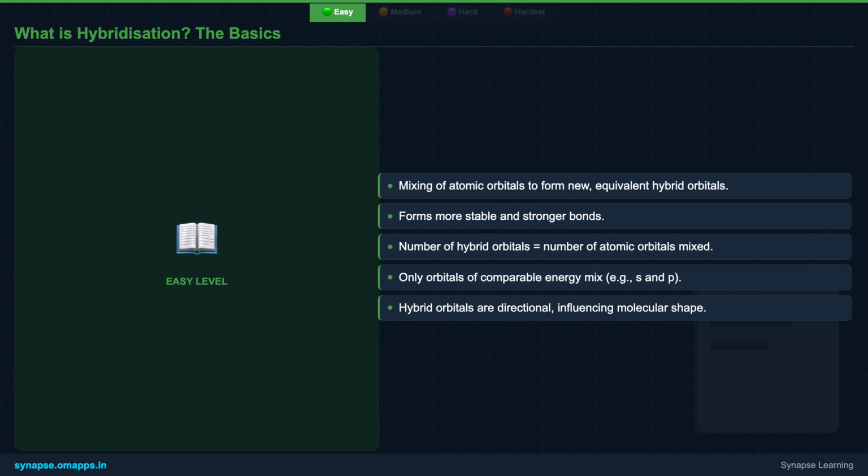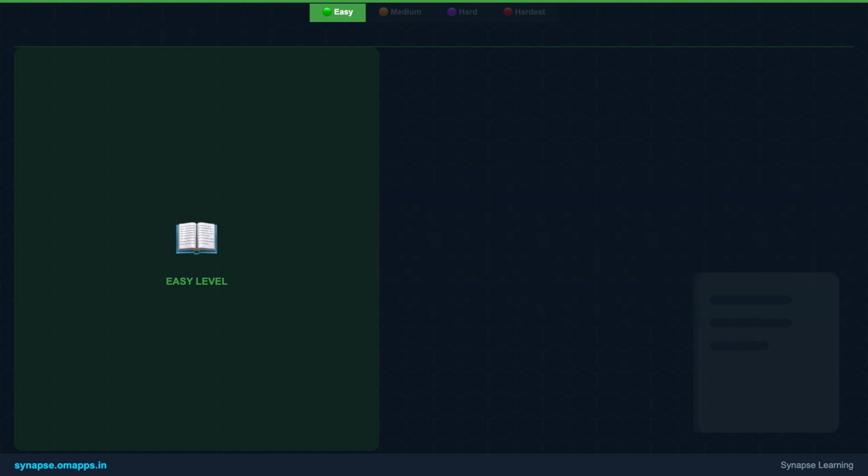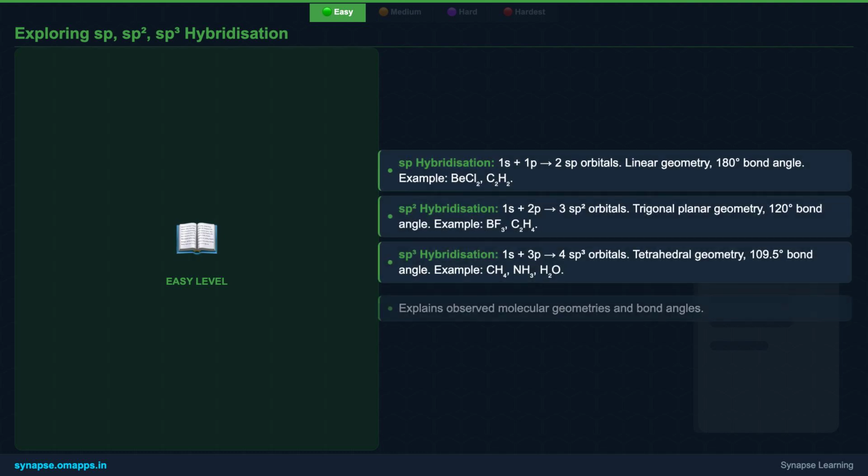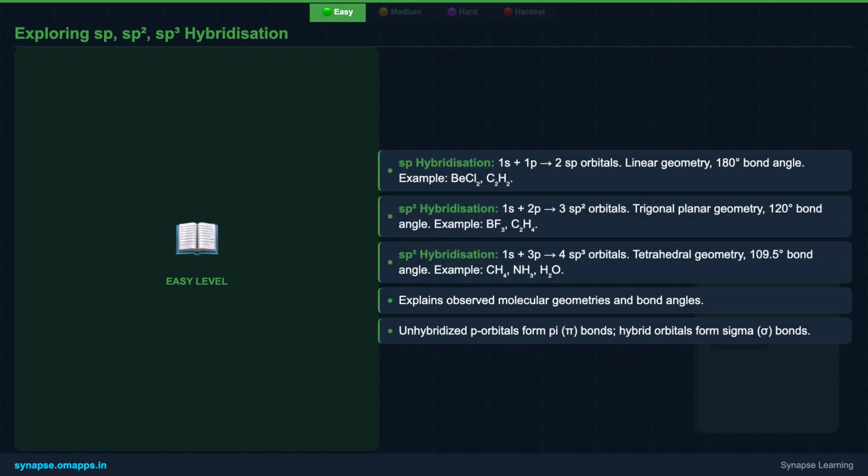The number of new hybrid orbitals is always equal to the number of atomic orbitals that started the mixing. Crucially, only orbitals with similar energies can hybridize. These new hybrid orbitals are directional, meaning they point in specific ways, which is essential for determining a molecule's shape and bond strength. Why do atoms bother with this mixing? Well, it solves a big puzzle, explaining why molecules have the shapes they do.